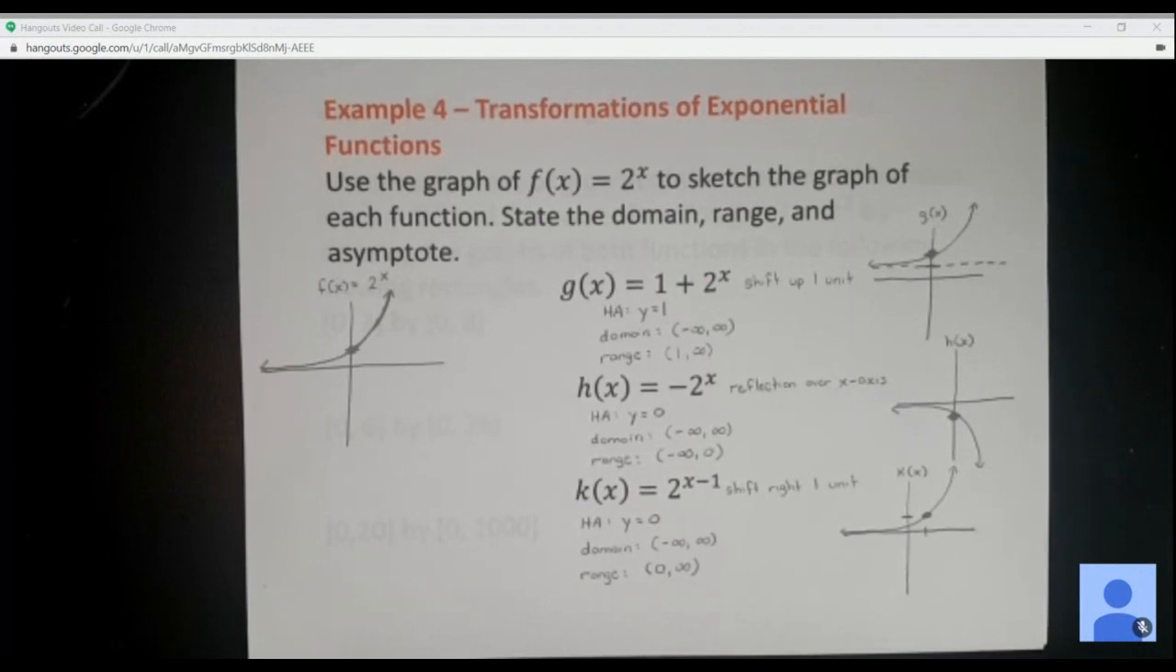Now, if you really wanted to know what the y-intercept would be for that last graph, how would you find the y-intercept?